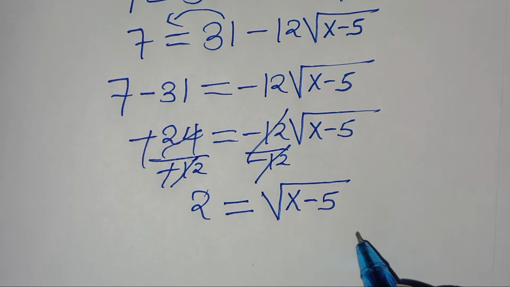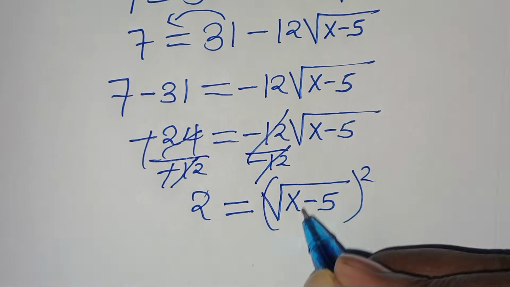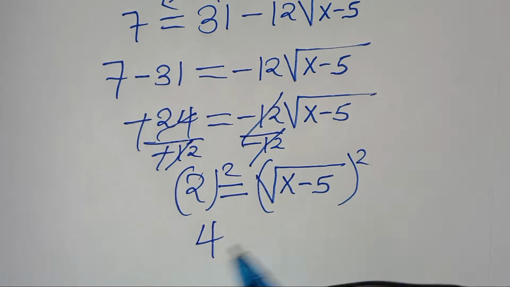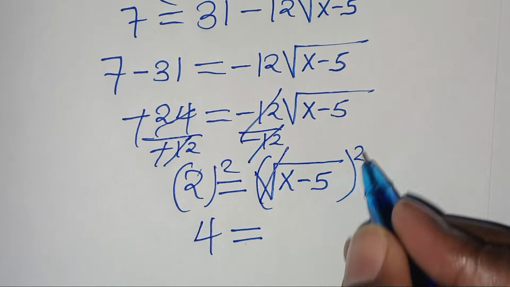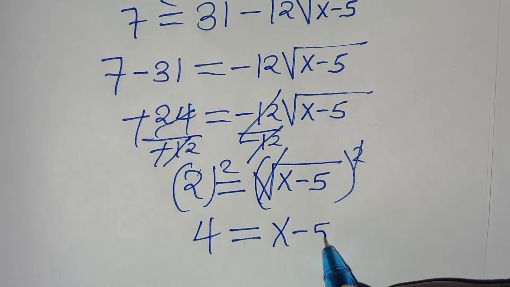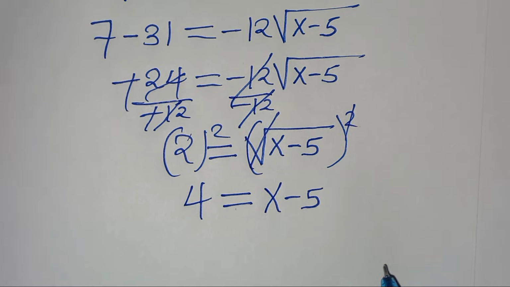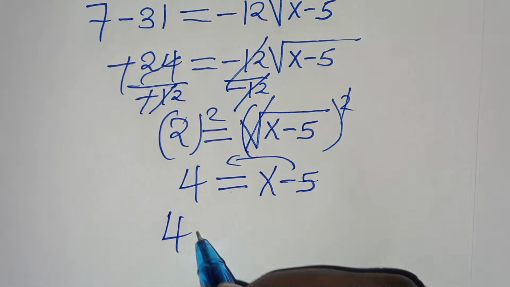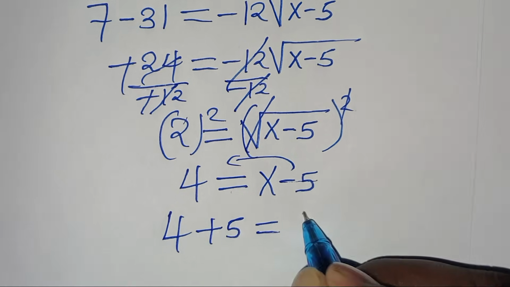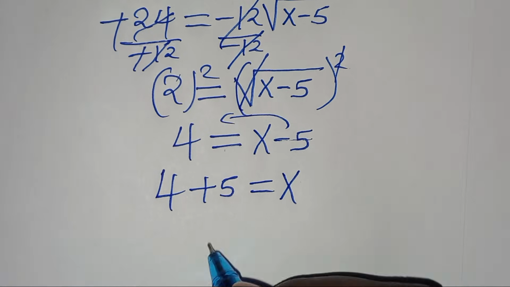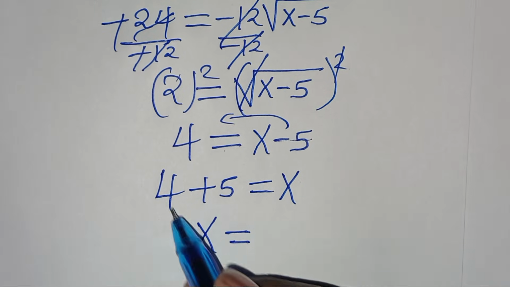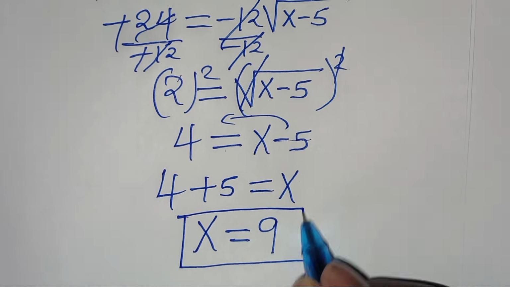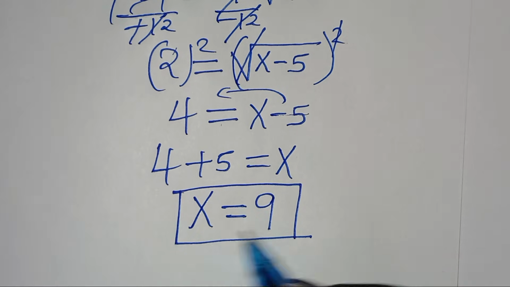Now, the next step is to square both sides so that we can eliminate this square root sign. So 2 squared, this is 4, is equal to x minus 5. Let's take minus 5 to the left hand side so that we have 4 plus 5 equal to x. This means that x is equal to 4 plus 5, which is equal to 9. So both method 1 and method 2 yield the same value of x, which is equal to 9.